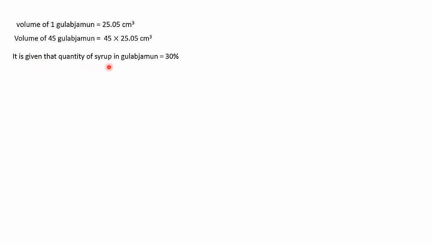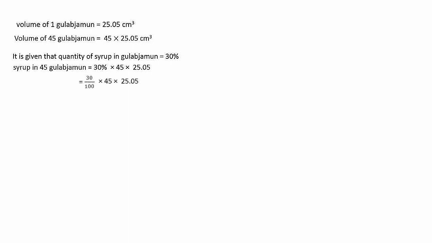It is given that the quantity of syrup in gulab jam is 30%. That is given to us in the question. Quantity of syrup in the gulab jam is 30%. So syrup in 45 gulab jams. We have 45 gulab jams in the bottle. So syrup in 45 gulab jams is 30% of the volume, so 30% of the quantity. That is, we have 45 into 25.05 as the volume. So 30% of 45 into 25.05.